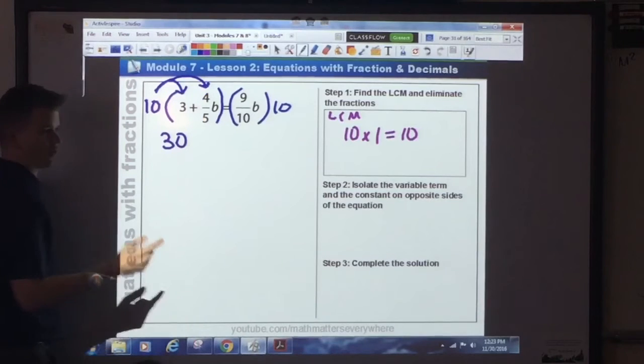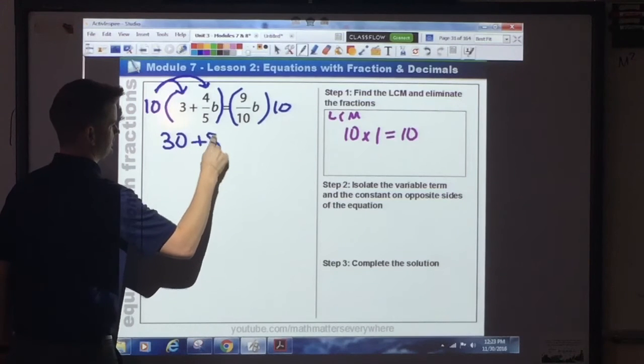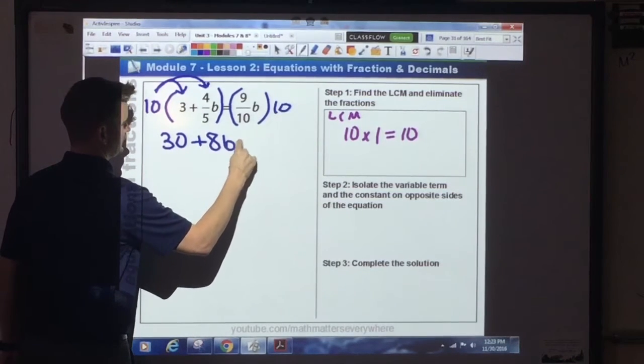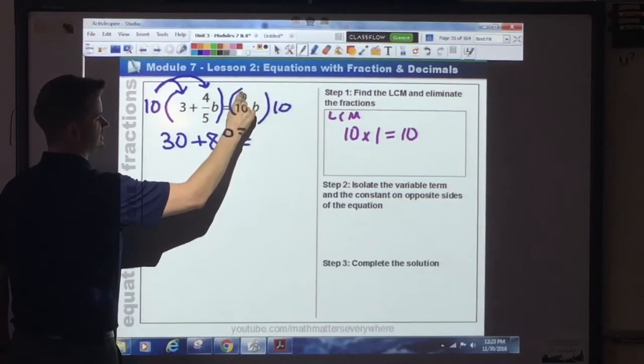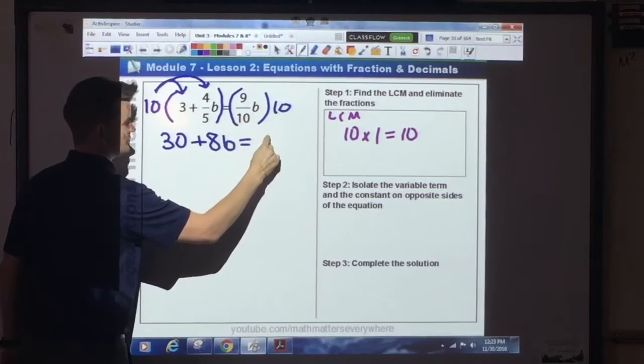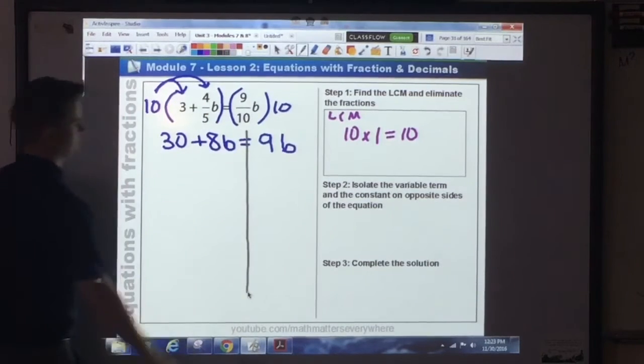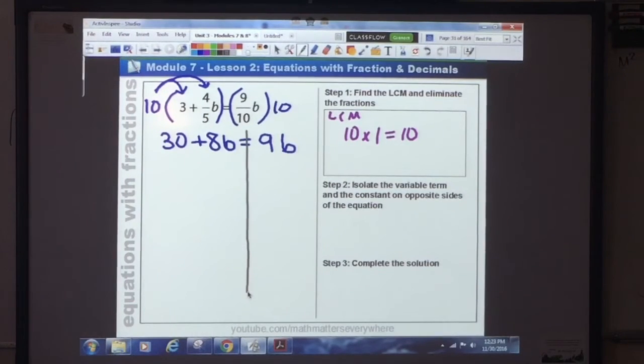10 times 4 is 40. 40 divided by 5 is 8. So plus 8b equals. On this side, 10 times 9 is 90. 90 divided by 10 is 9. Don't forget the b. Now that we have the fractions eliminated, we can solve this. And guess what? This is just a one-step equation to solve.